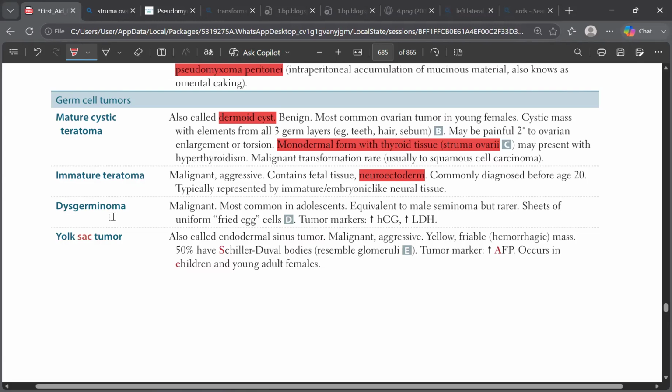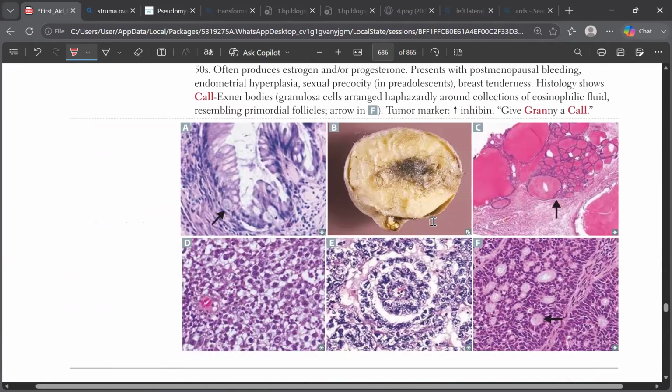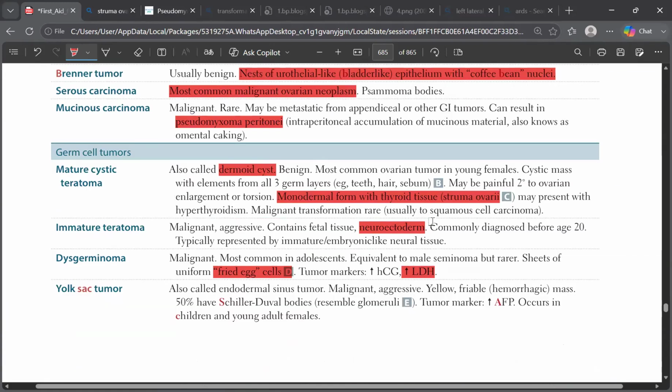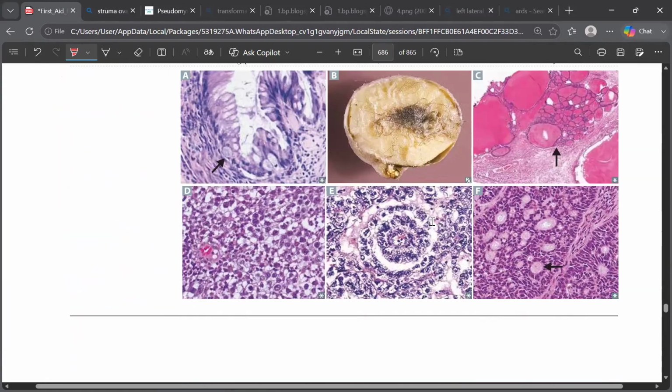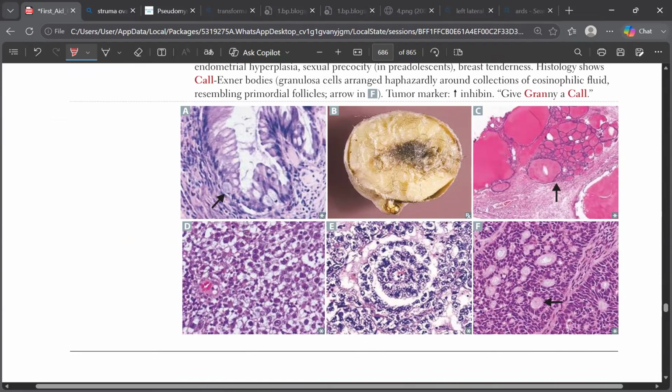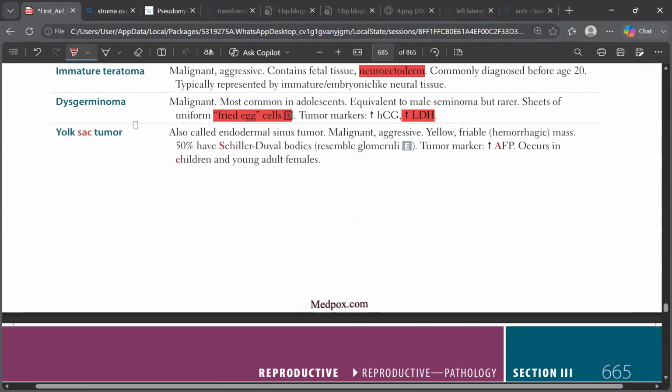Then there is dysgerminoma, which is malignant. It is most common in adolescents, equivalent to male seminoma, but it is rarer than male seminoma. There are sheets of uniform fried egg cells, and tumor markers are increased HCG and increased LDH. Increased LDH is a very important tumor marker for remembering dysgerminoma. So it says D, right? Fried egg cells. So these are the fried egg cells, which are characteristic of dysgerminoma.